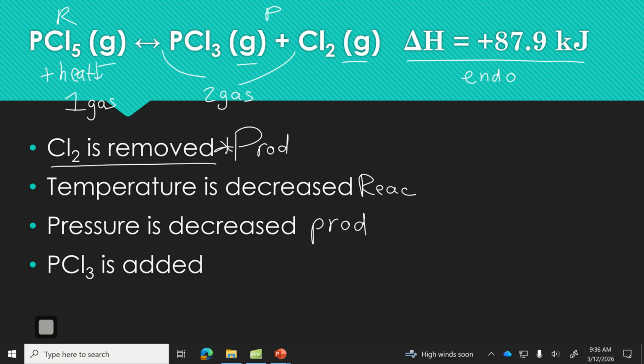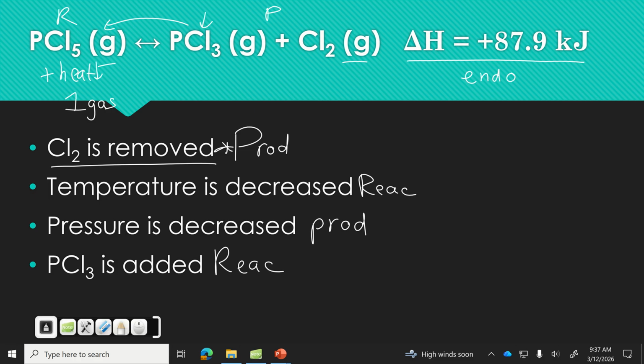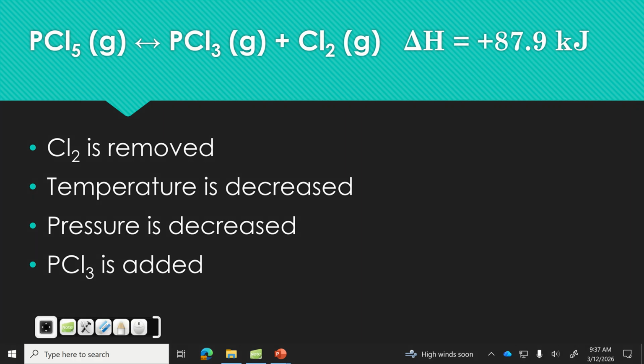And then I add PCl3. If I add PCl3, I'm adding more on this side. I want to get rid of that. It's going to push to the left, which would move toward the reactant side. Okay? So you got it. It's a lot to remember, all the different stresses, but we get the same idea, other than pressure, as with the idea of concentration and temperature.